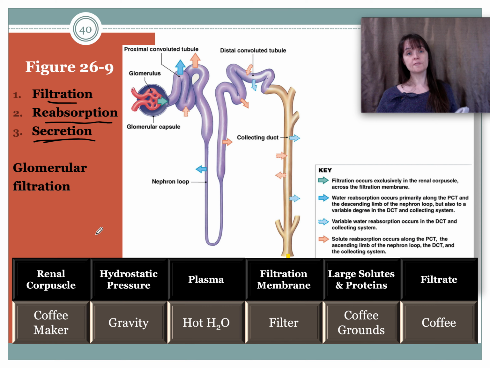So glomerular filtration is when you make filtrate by squeezing liquid into the capsular space. Our book compares this to a coffee maker. The coffee maker will be the renal corpuscle. Gravity will be the hydrostatic pressure, the force that's moving fluid across the membrane. Hot water will be the plasma in our kidneys here.